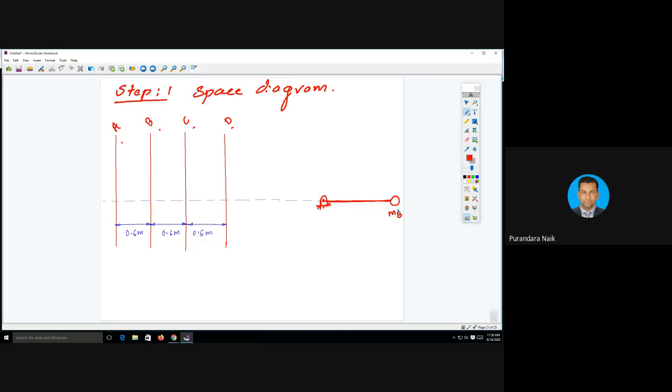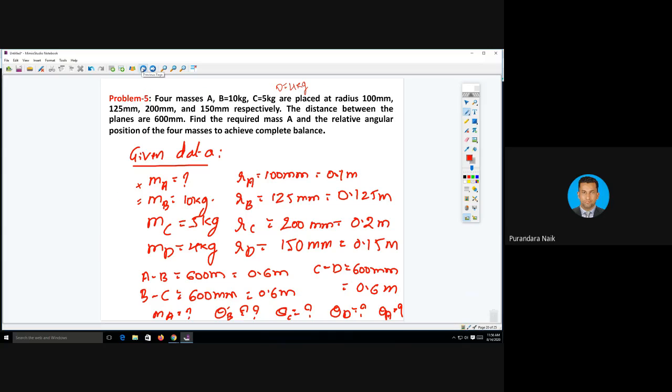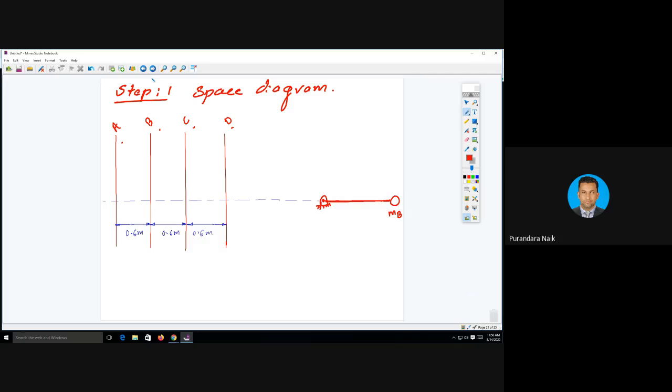Now, let us draw masses C, D, and A. Three masses are remaining. Either you can take C, D, or A because angles are not given. The angle of C is not given, the angle of D is also not given, and the angle of A is also not given. You can take them anywhere, because once you fix the reference mass at 0 degrees, the remaining masses will be somewhere here, because we need to find out those angles.